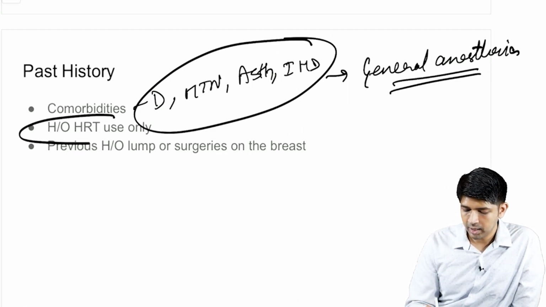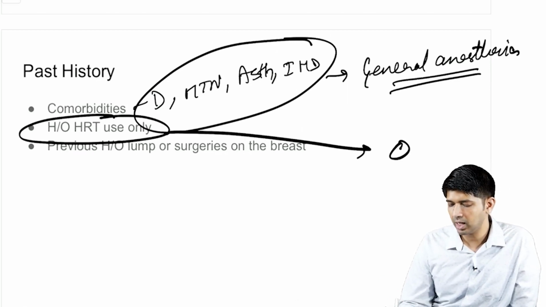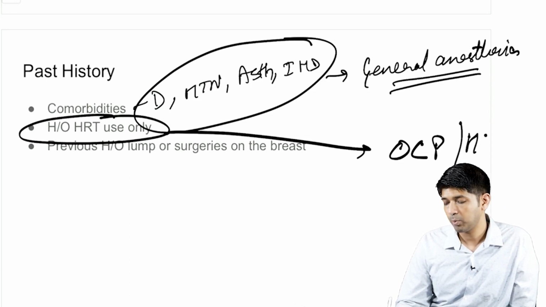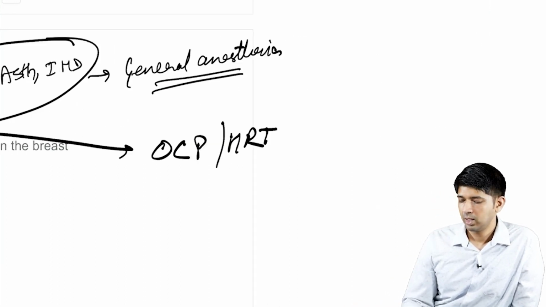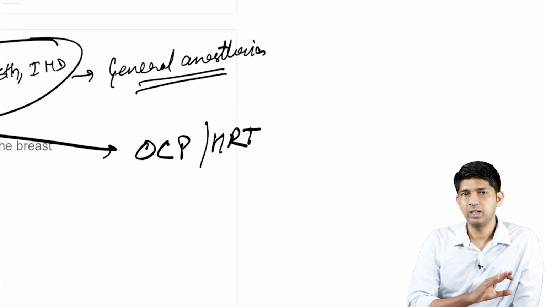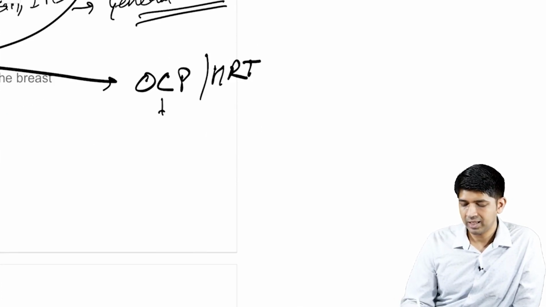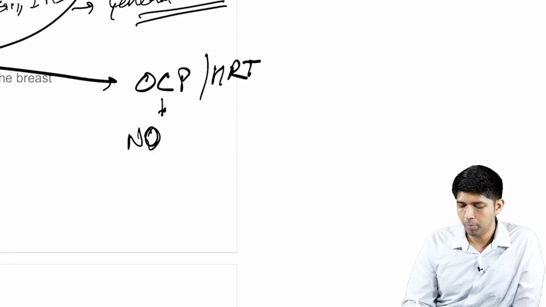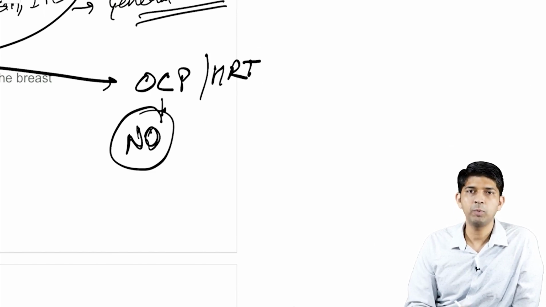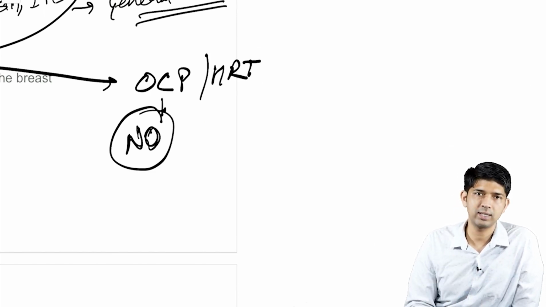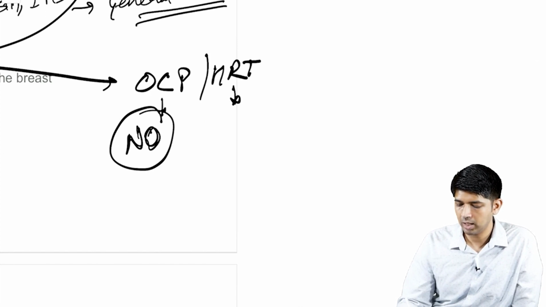Now, the second point is regarding OCP and hormone replacement therapy. This is done and dusted. The debate has been settled. OCPs nowadays have no bearing on the outcome of CA breast. So they are no longer considered a risk factor, whereas hormonal therapies are still considered a risk factor.